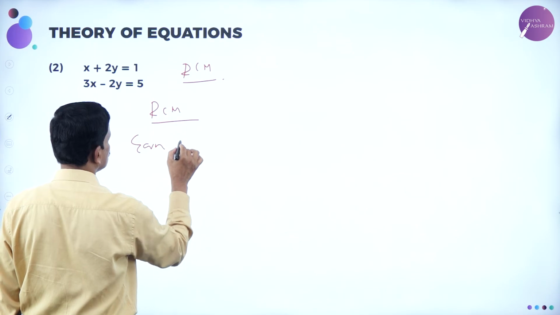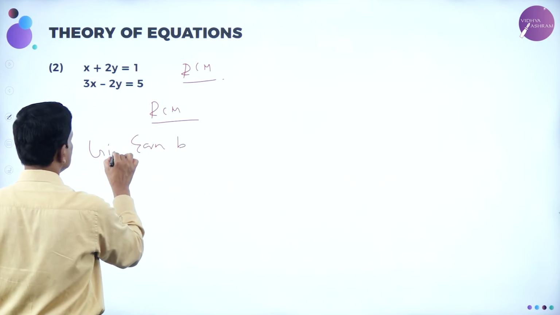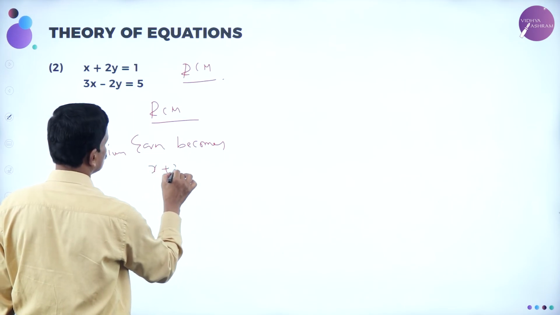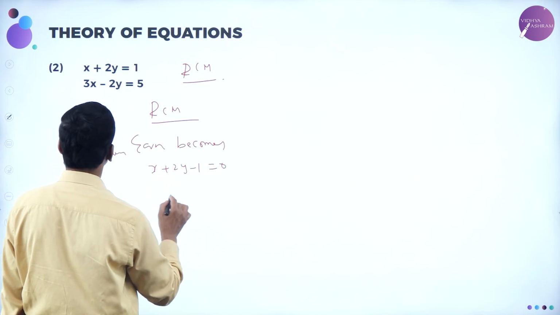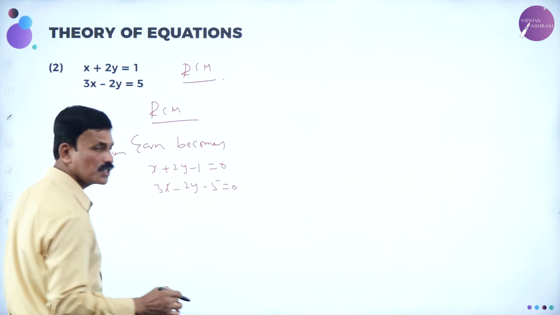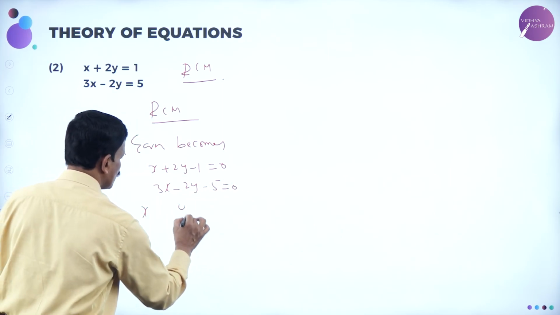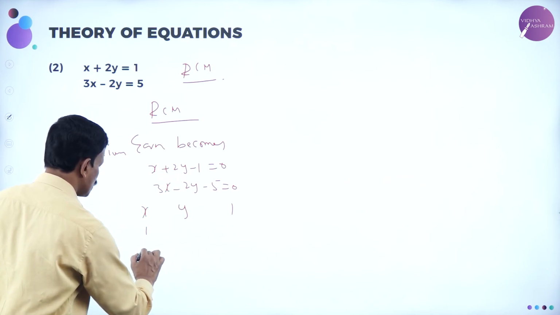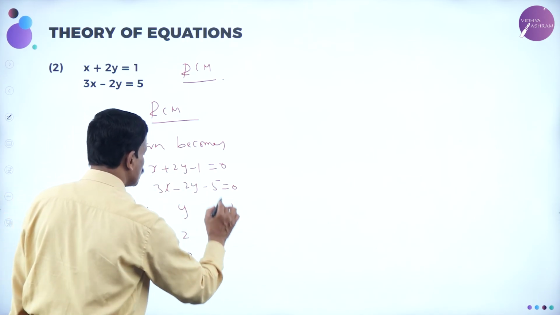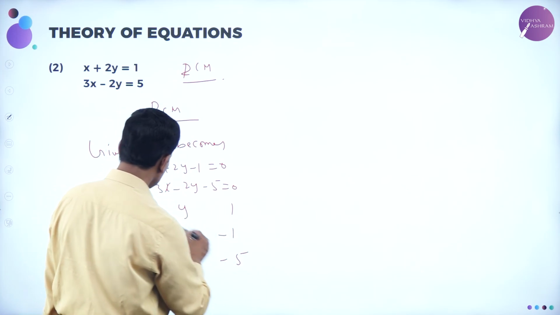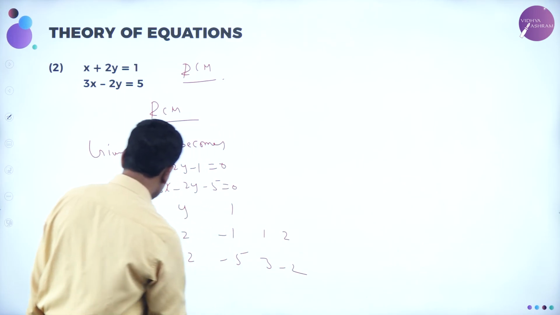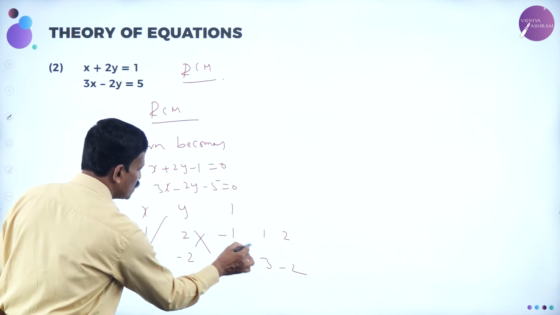The given equation becomes x + 2y - 1 = 0, 3x - 2y - 5 = 0. Now write down x, y and constant. Coefficients of x are 1, 3 and coefficients of y are 2 and -2. The constants are 1 and -5. Repeat the first two, that is 1, 3, 2, -2. Strike the first one, cross multiply like this.